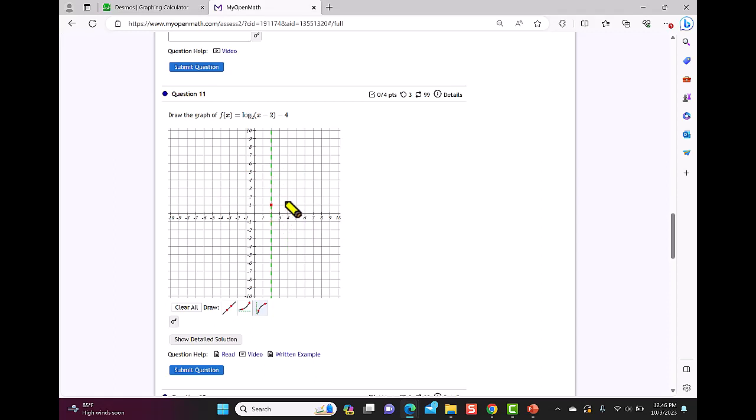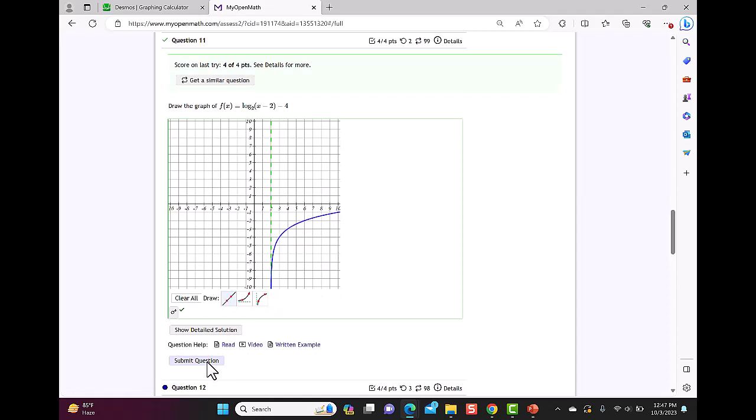What I think about is usually logs start at the point 1, 0. This minus 2 is going to move this point 2 to the right. Then the minus 4 is going to move my point 1, 2, 3, 4 down. The second point I usually go to is the base. So this base 2 would mean I was at 2 and then at the number 1. But this time instead of 2, 1, I go from 2, 1 over 2, and then I go down 1, 2, 3, 4. So here's my point. Let's hit submit so we can see that we got it right.